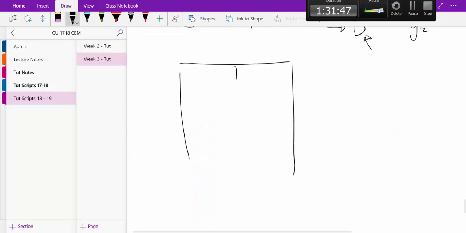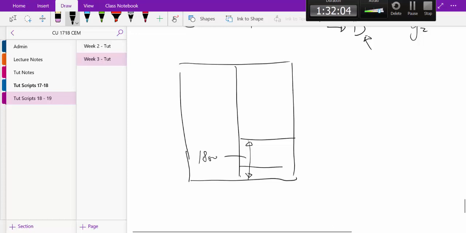I always like drawing these things because it makes things so clear. So first of all, before, there's 1,800, of which 450.